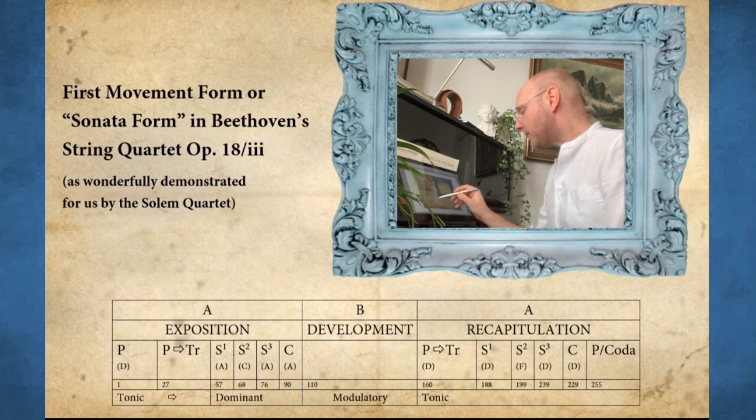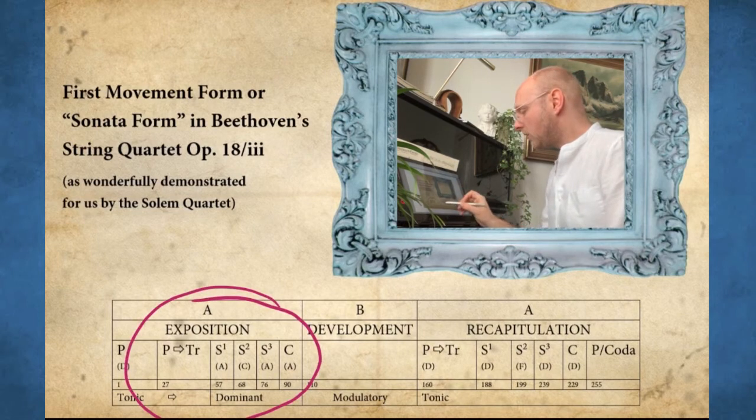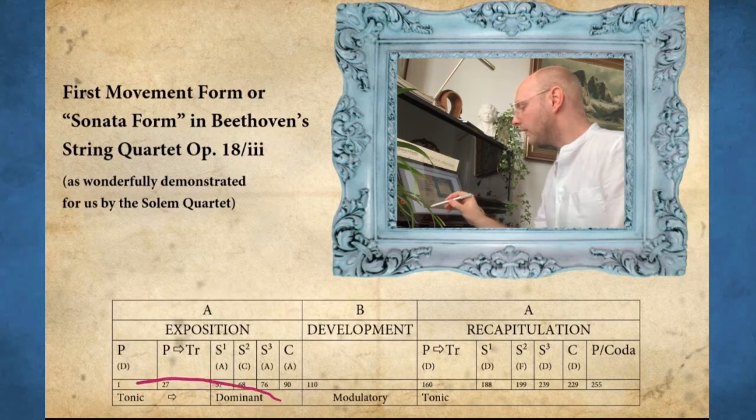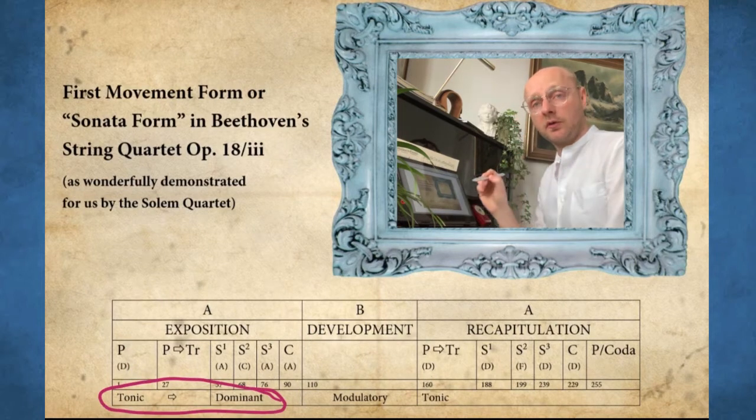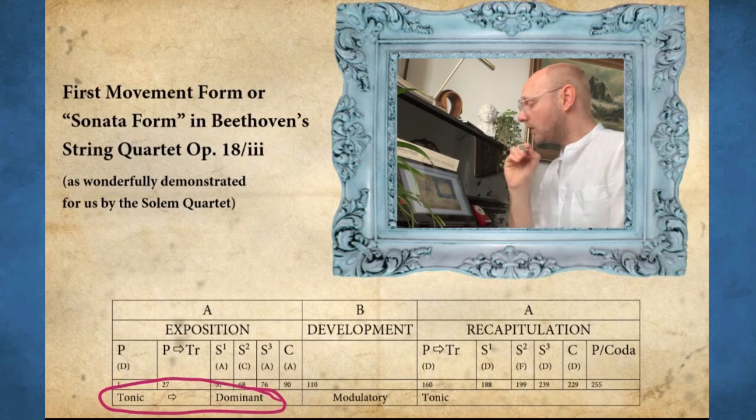Now the exposition section, if you look at that in this diagram, you can see that on the bottom of that, the tonic and the dominant, we start off.